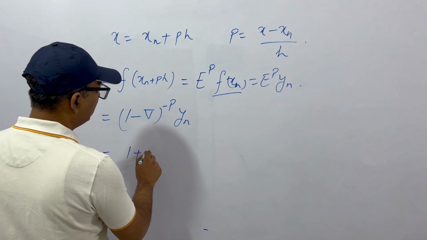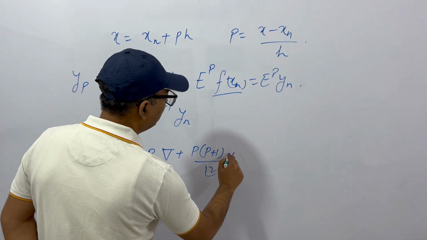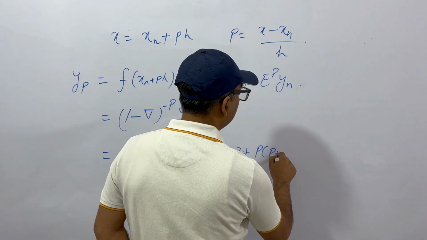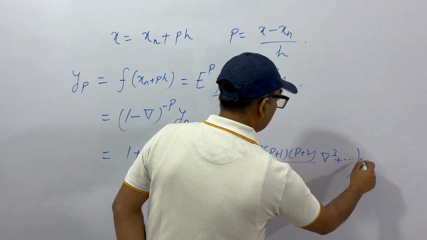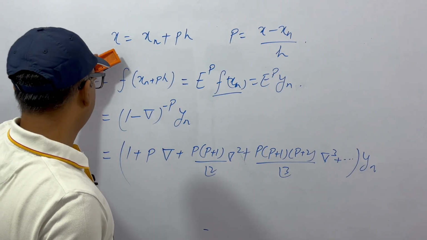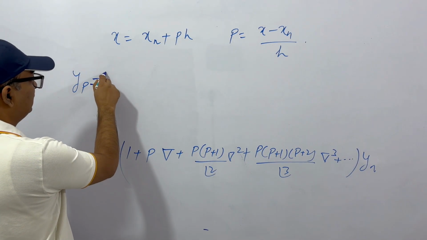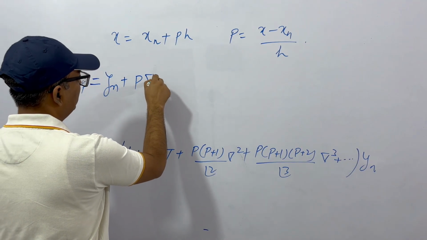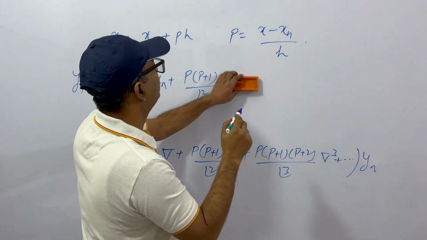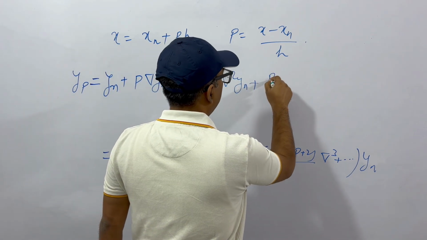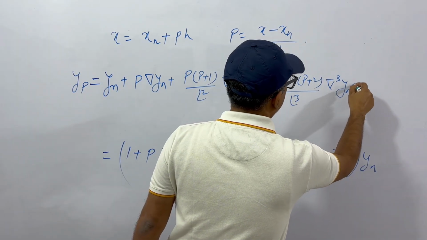So this will become 1 plus p∇ plus p(p+1)/2! ∇² plus p(p+1)(p+2)/3! ∇³ and so on, applied to yn. So we can write this series as yn plus p∇yn plus p(p+1)/2! ∇²yn plus p(p+1)(p+2)/3! ∇³yn and so on.